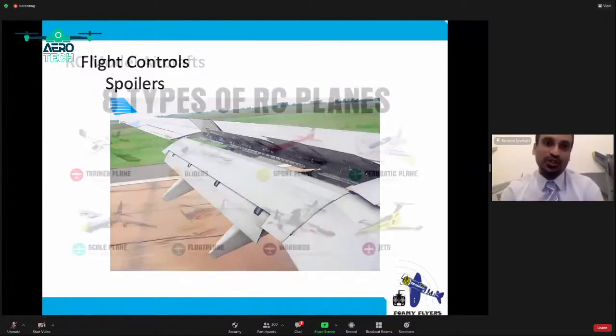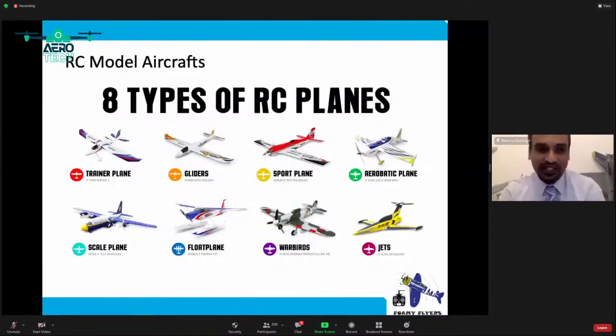Right. So, moving on to RC model aircraft. Now I believe you have got to know the basics of flight, and how an aircraft works. Now let's build an aircraft. But before we build one, we need to figure out what sort of aircraft we want to build. Some people might be very good at flying an aircraft, and some are not that good because they need the practice of flying.